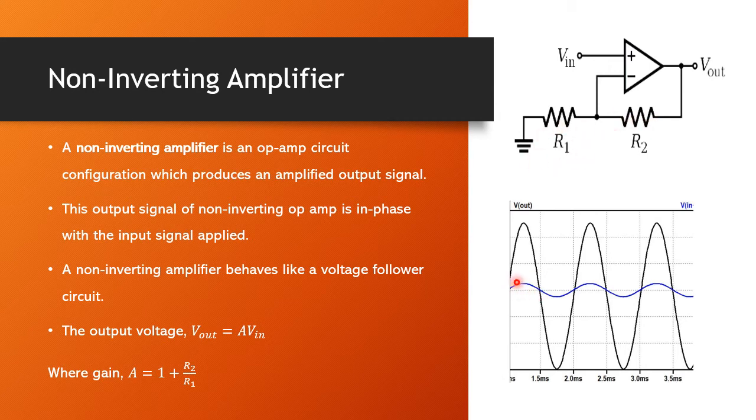Here you see the input signal is the blue V in, and V out is the amplified one, but it is not inverted, it is in phase. So the non-inverting amplifier is an op-amp circuit which produces an amplified output signal. The output voltage equation is A times V in. This A depends on the values of R2 and R1. The value of A is 1 plus R2 by R1.